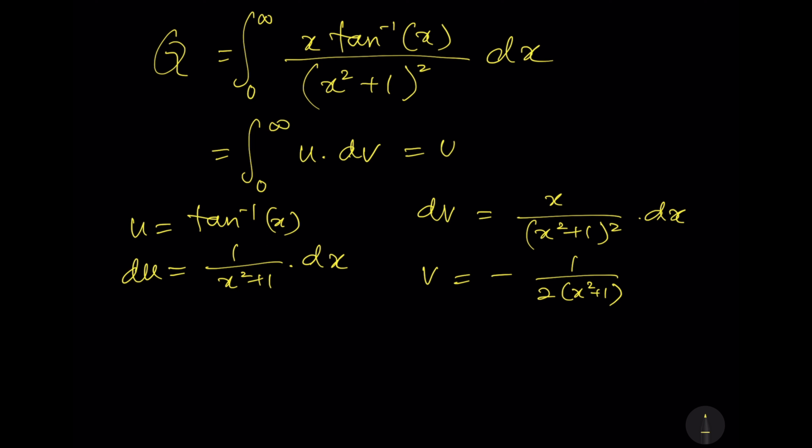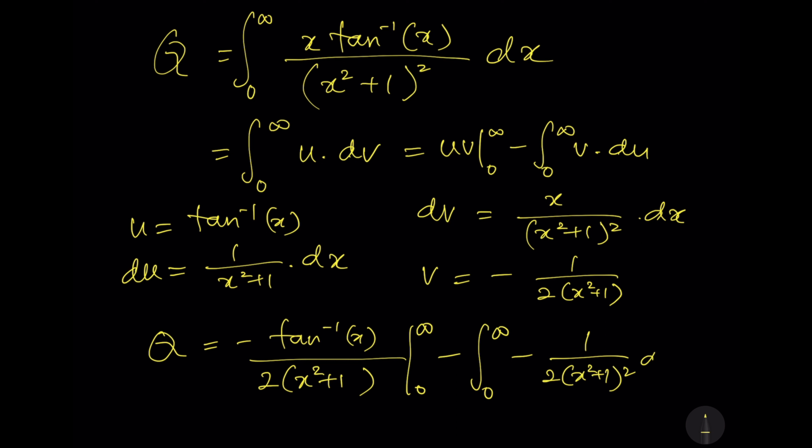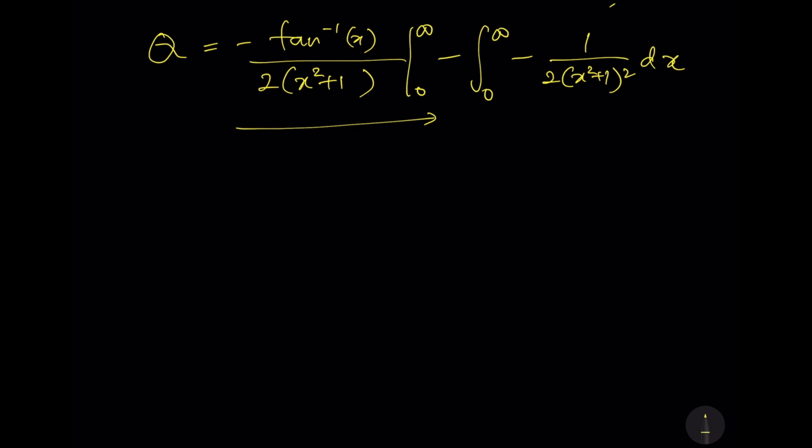Going back to Q, it can be rewritten as uv minus integral v multiplied by du. From here, Q becomes negative inverse tangent x divided by 2 multiplied by (x squared plus 1), for x equals 0 and x equals infinity, and then minus integral 0 to infinity negative 1 divided by 2 (x squared plus 1) to the power 2 dx. For now, we focus on part number 1, which is L equals L infinity minus L0.